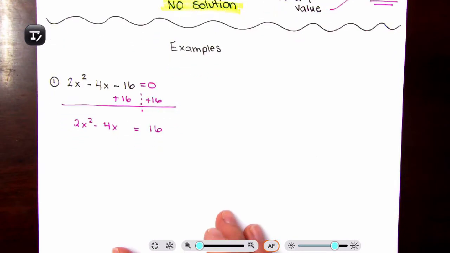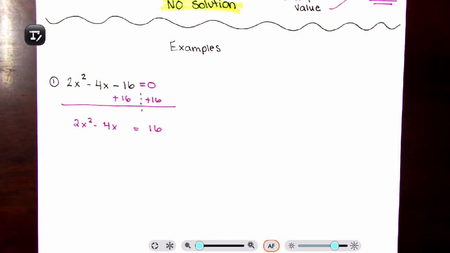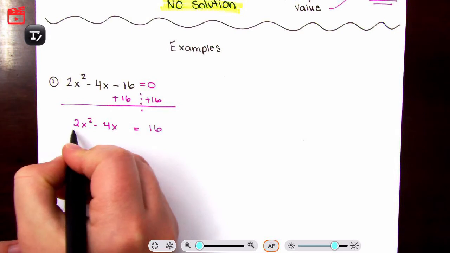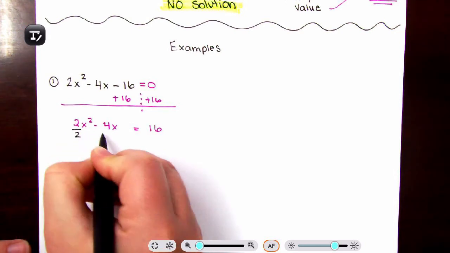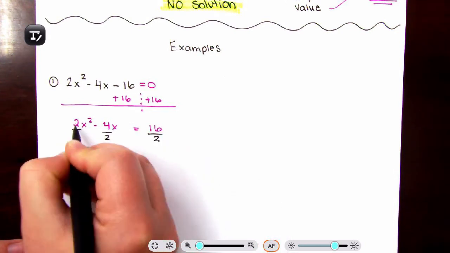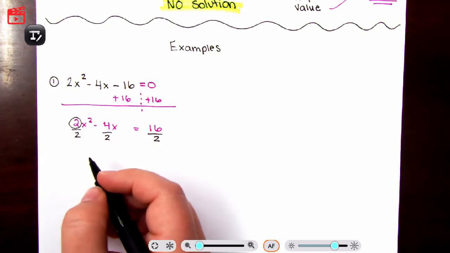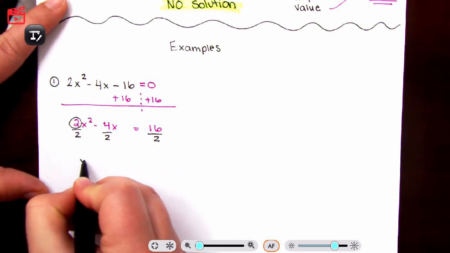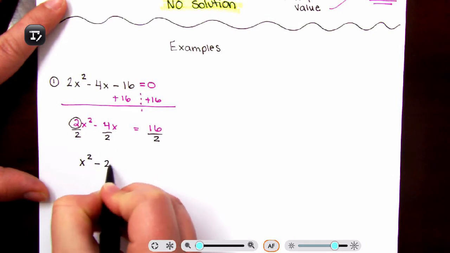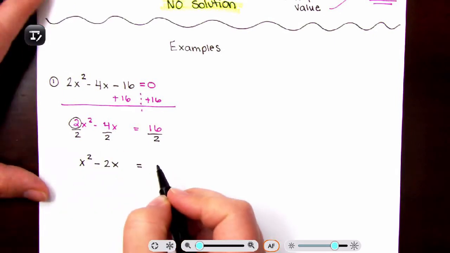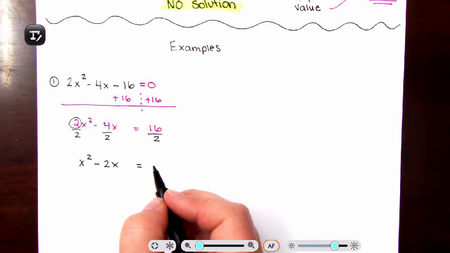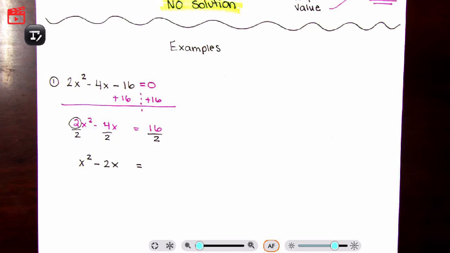Step number 3 is divide all terms by the leading coefficient. Now, if you wanted to do that as your first step, that's fine. You can do that. This step here doesn't have to wait for the third step. You're dividing everything by 2 because this is our leading coefficient. So what do I have left over? This is 1x squared minus 2x is equal to 16 divided by 2. And 16 divided by 2 is that 8? I believe it's 8. It is 8.